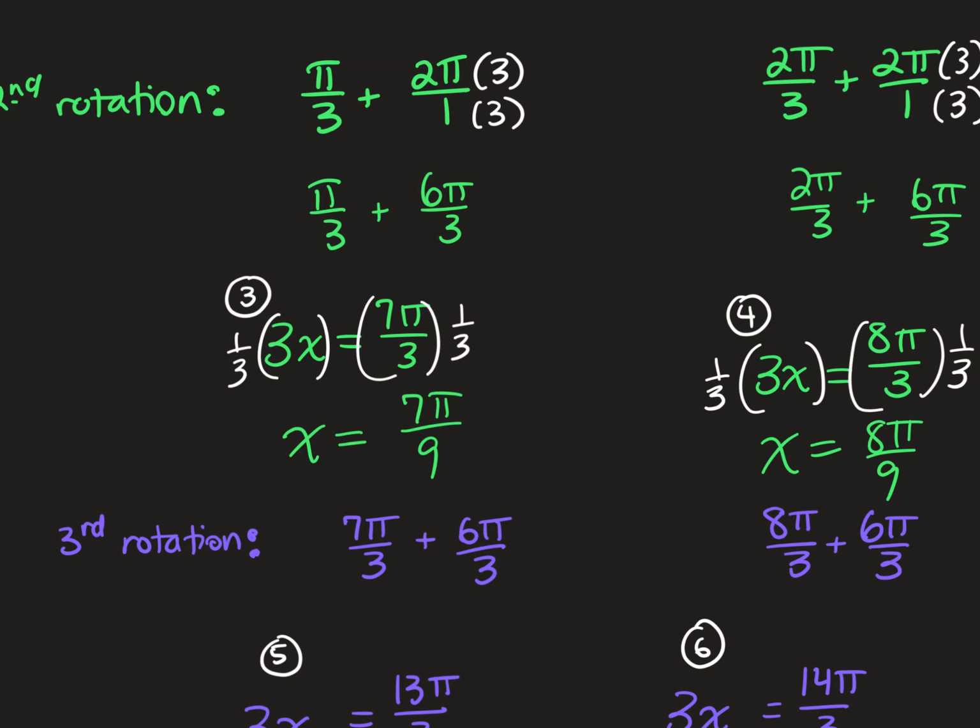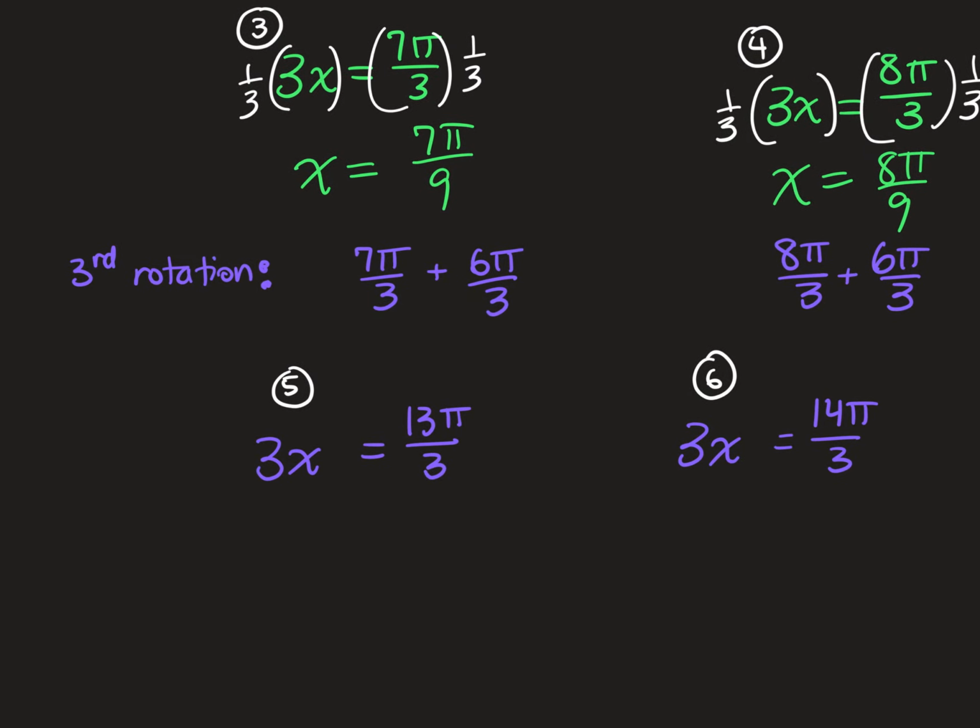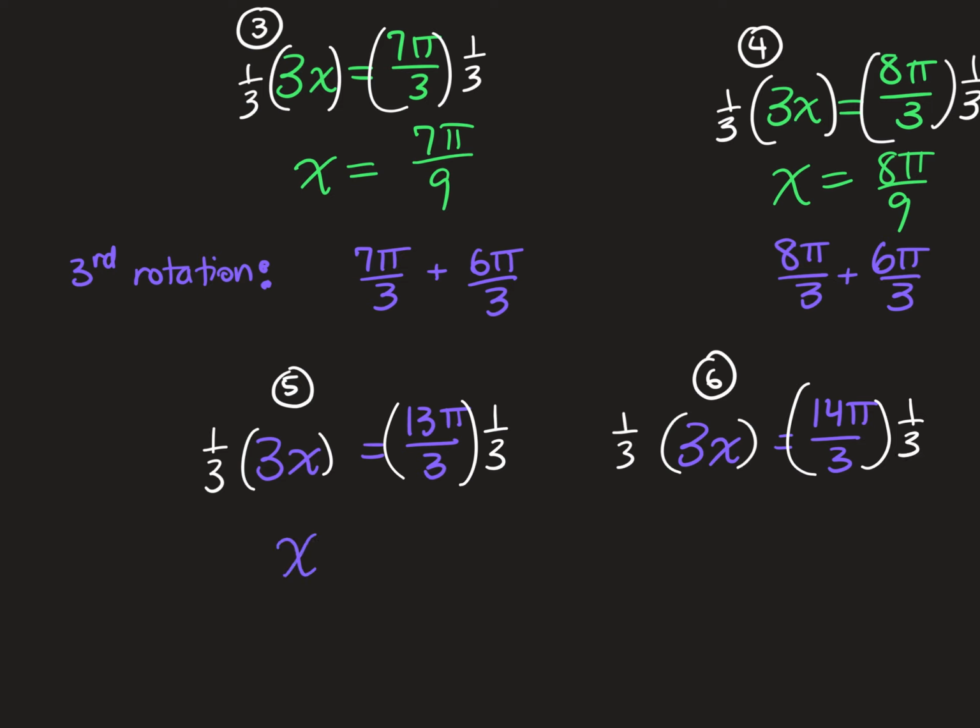Okay, multiply both by 1/3. We get x is 7 pi over 9 and x is 8 pi over 9. So it's a little more pi. And then the last 2, we get 13 pi over 9 and 14 pi over 9. So we have 6 solutions to this one.